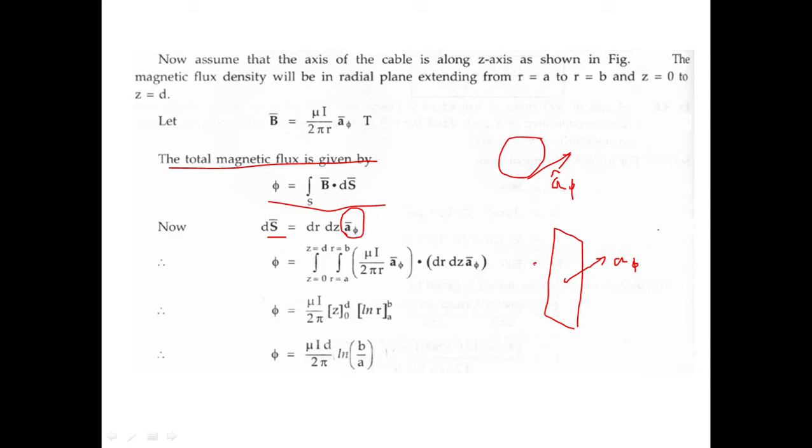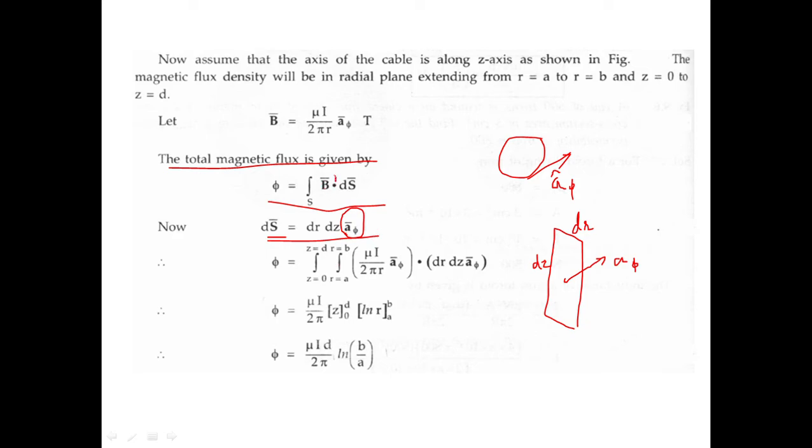So this height will be dz, and this width will be d rho. Here we are taking it as r, so I'll take it as dr. So this ds vector will be dr dz a phi cap. So that is what is written here for ds vector.